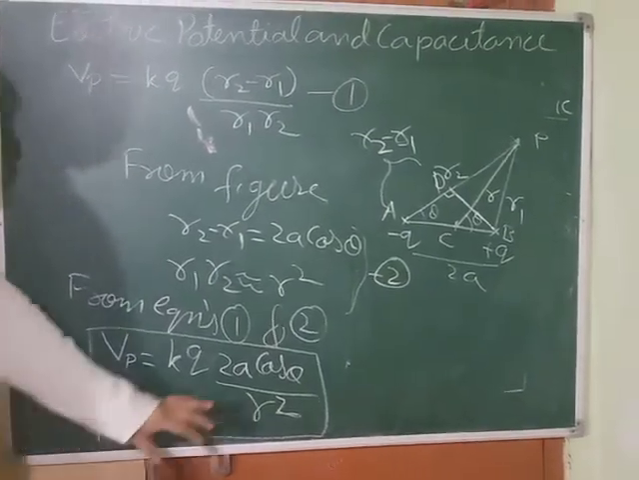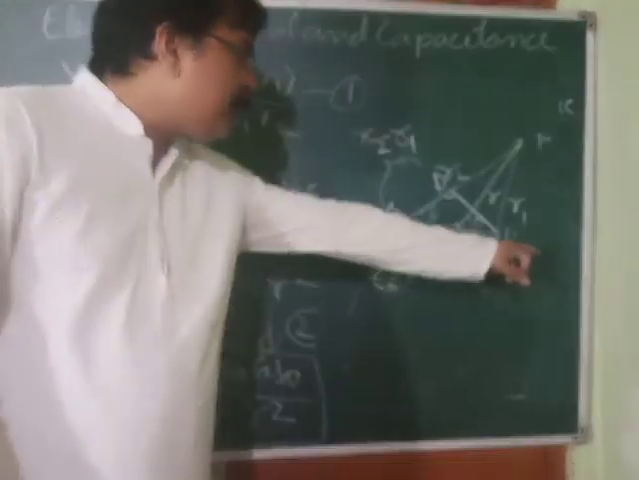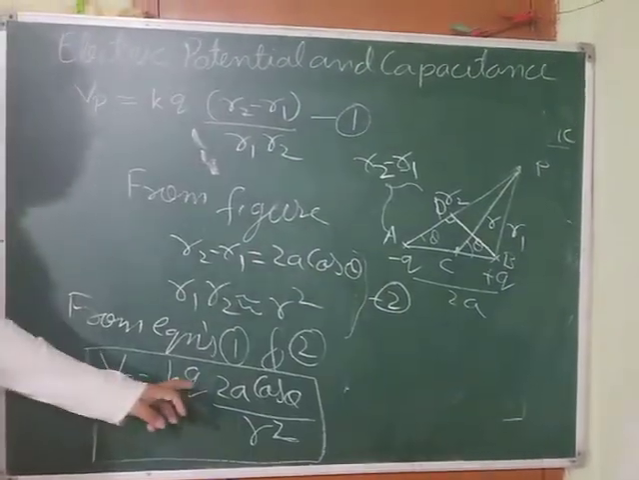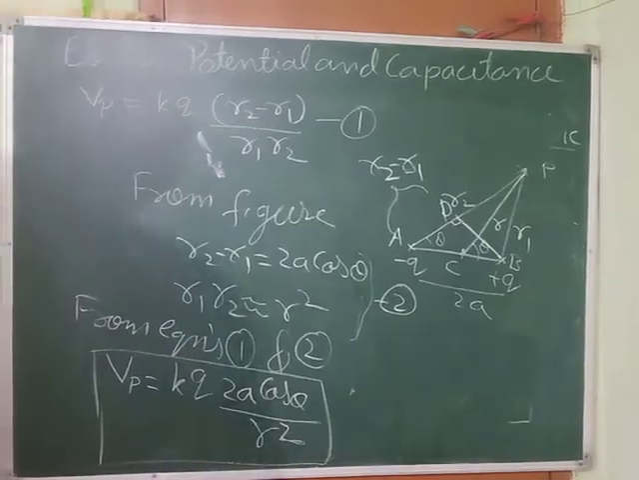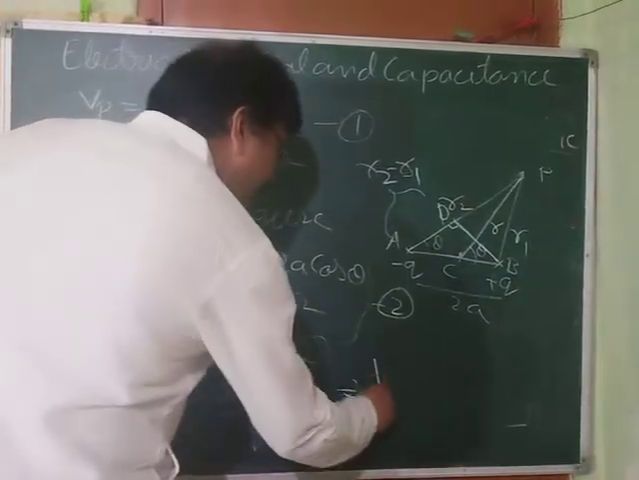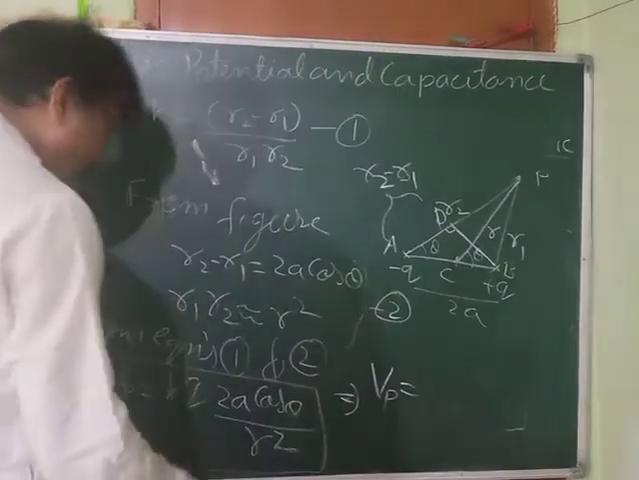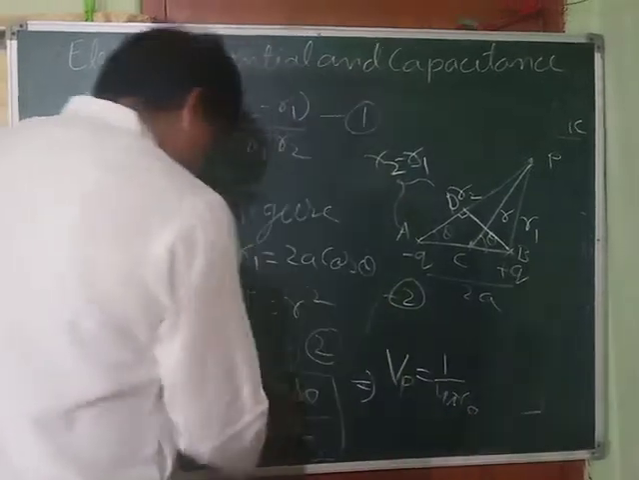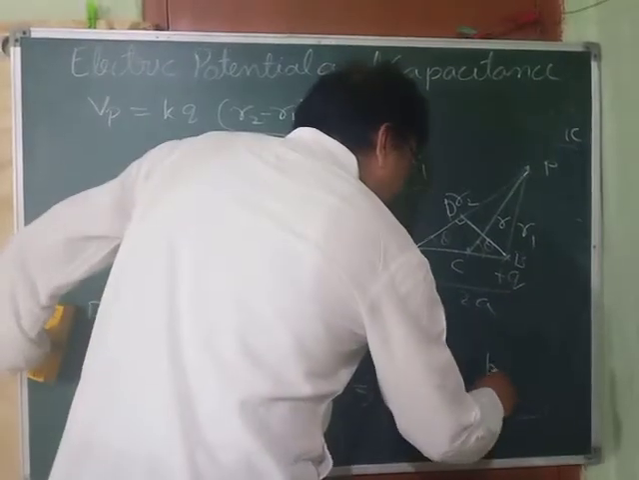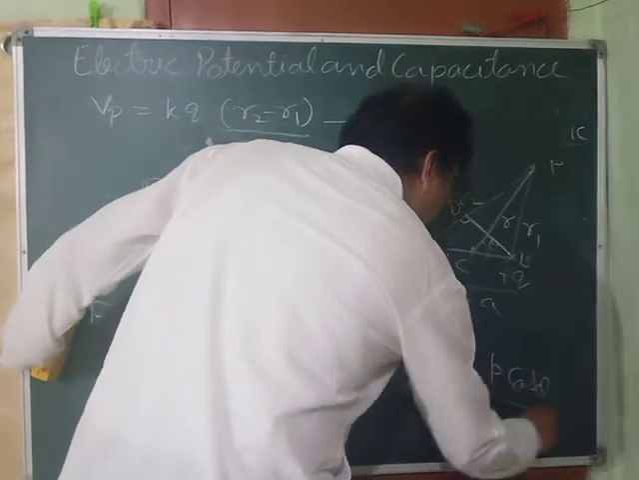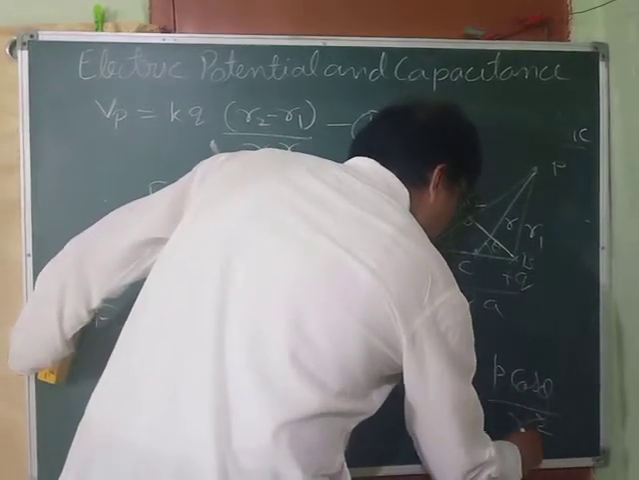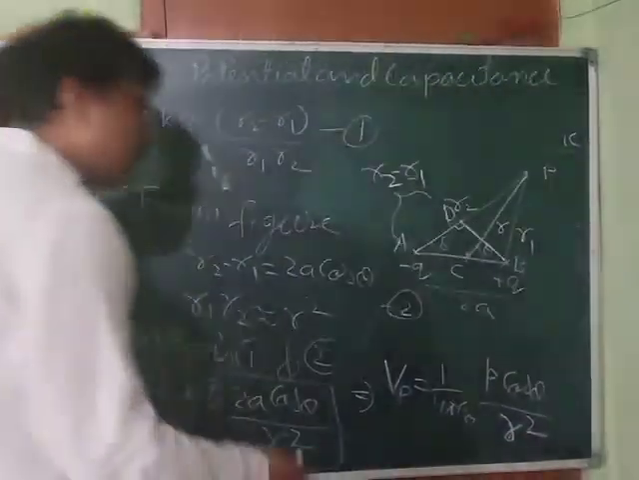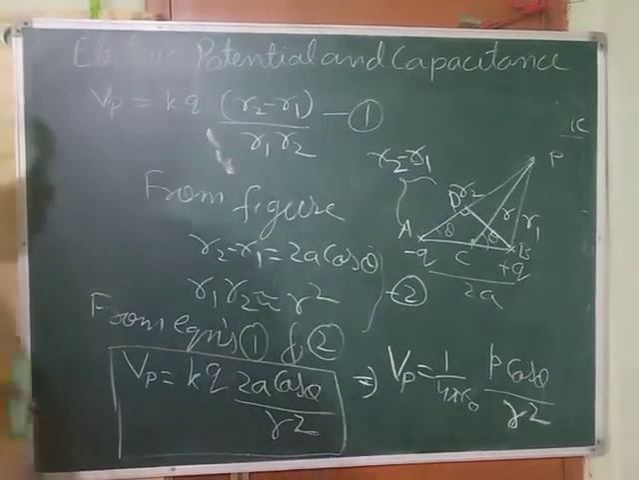Now suppose you want to find out the electric potential at the equatorial point. Before that, we have to convert this 2aq into P. We can do that. So we'll get Vp is equal to K, that is 1 by 4 pi epsilon naught, 2aq is P, and cos theta upon R square. This expression we get. This is our final expression.